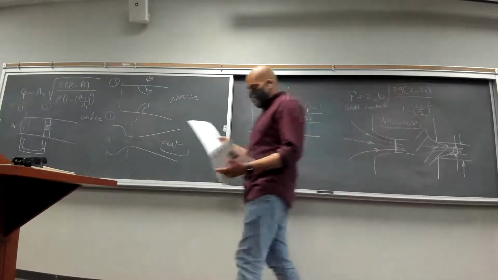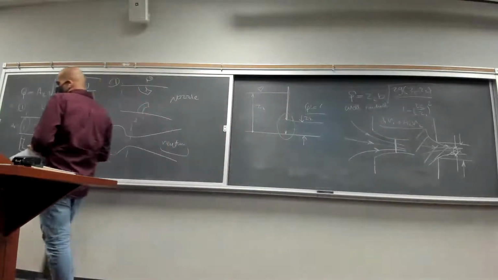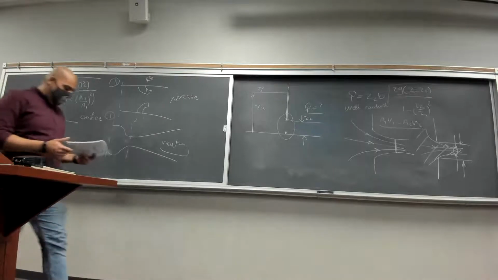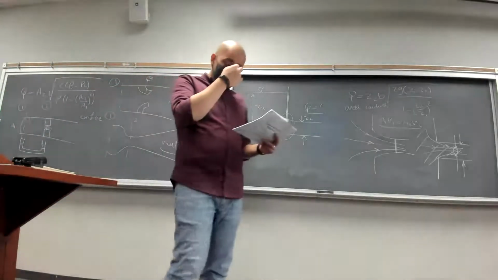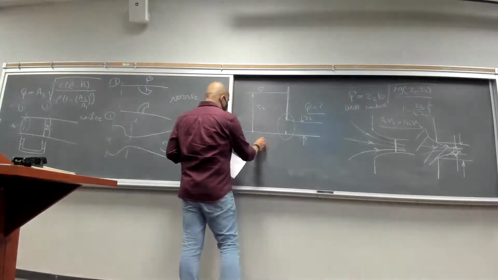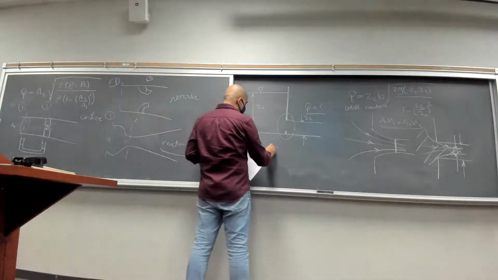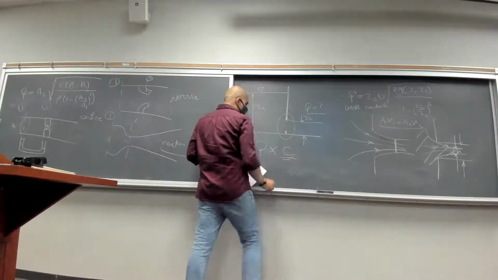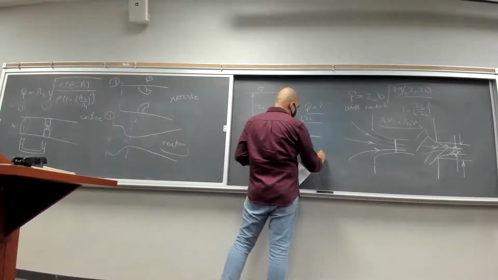So what should we do? How can we measure the flow rate? How can we apply the continuity equation? Essentially, what we need to do is to multiply your flow rate with a correction factor, which is called the contraction factor.